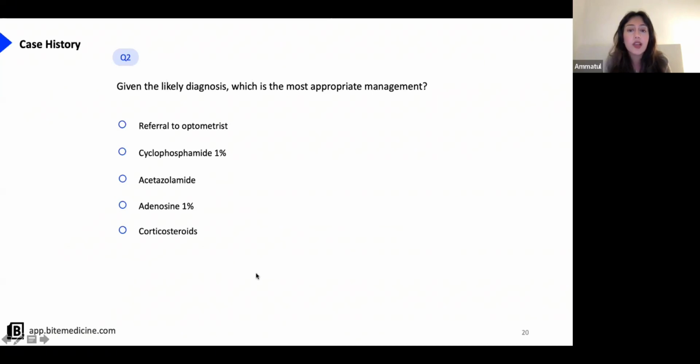Okay, so given the likely diagnosis, what is the most appropriate management? Take some time to think about the answer. So corticosteroids. Iritis or anterior uveitis classically causes an acutely painful red eye associated with photophobia and blurred vision. It's likely here given the pain, photophobia, and presence of a hypopion on examination.